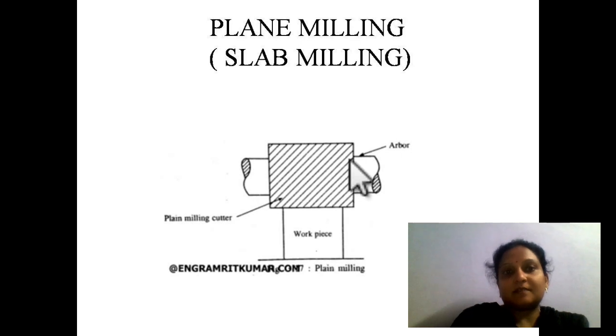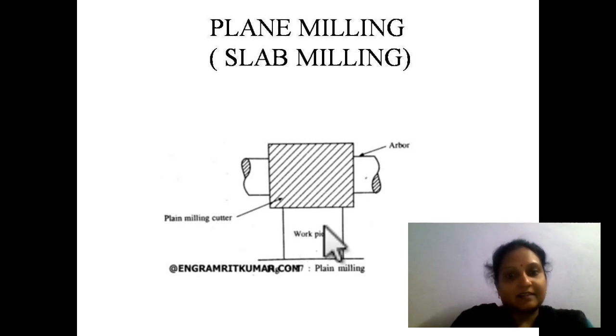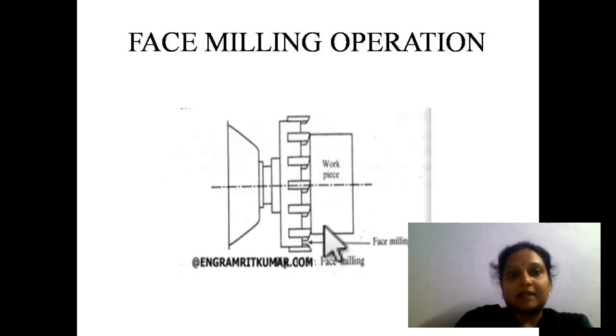See, first one is a plain milling operation. We call it a slab milling operation also. So here we'll be having a fixed workpiece and we'll flatten the surface using a tool called a plain milling cutter. So the plain milling cutter will rotate and it will remove the material over the workpiece and flatten the surface. So that is about plain milling.